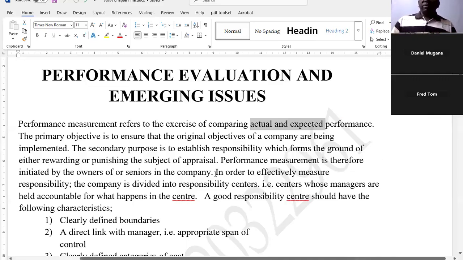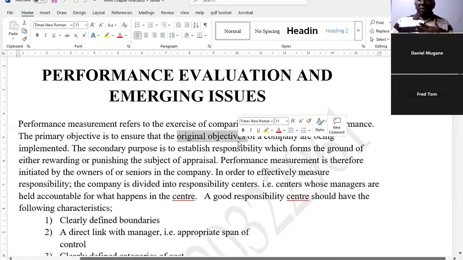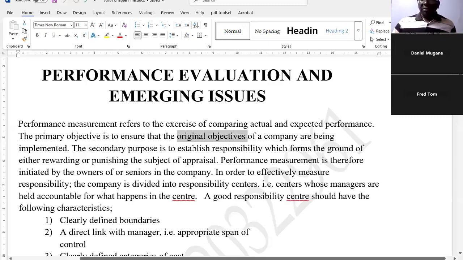Now, the primary objective of doing this is to ensure that the original objectives are being achieved. For us to have an expected performance, we must be coming from a particular objective that we want to achieve. So what we want to achieve is our expectation. Finally, when we have done what we are doing, what we achieve is the actual. Now we compare our expectation and the actual. That means we are trying to ensure that what we initially set out to do is being done.